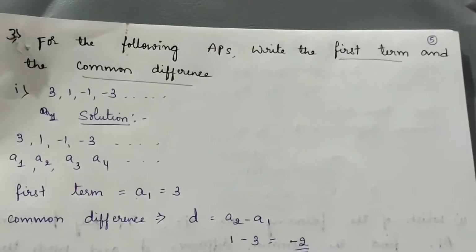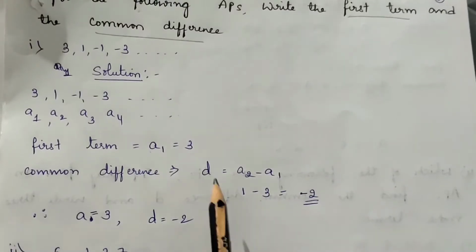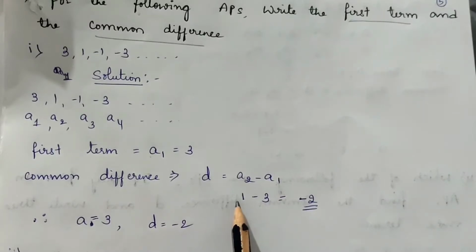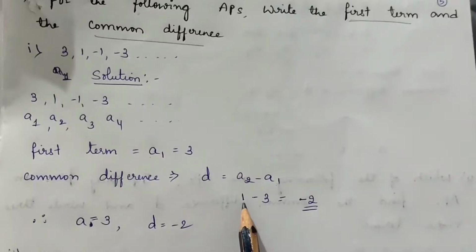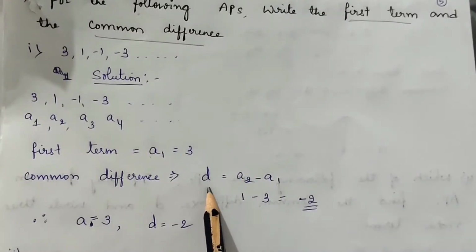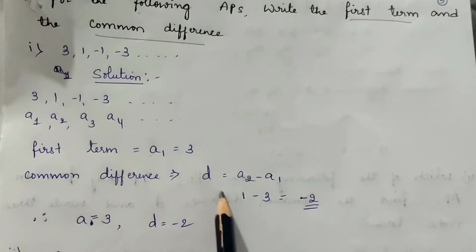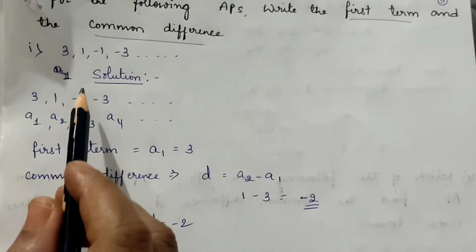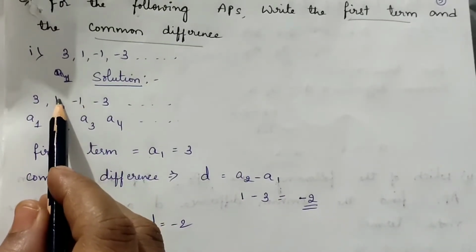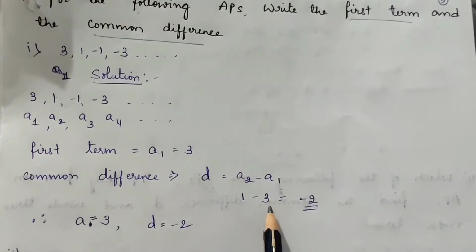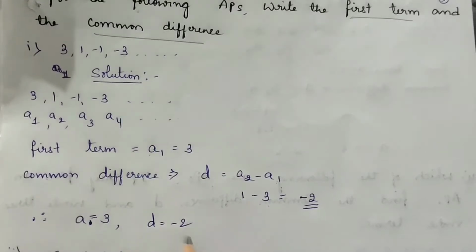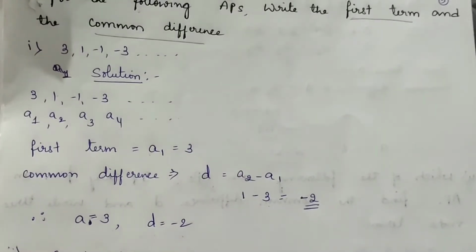Now, in order to find out the common difference, we'll make use of second term minus first term, or you can write third term minus second term, or even fourth term minus third term will also give you the common difference. Now D is equal to A2 minus A1. Here A2, the second term, is 1, minus the first term, that is 1 minus 3 is minus 2. Hence you have to write A is equal to 3 and D is equal to minus 2.